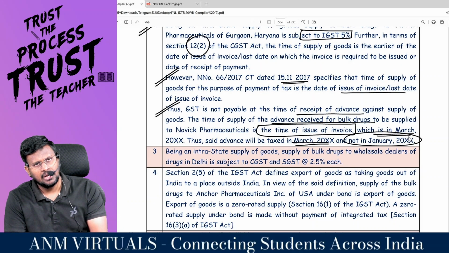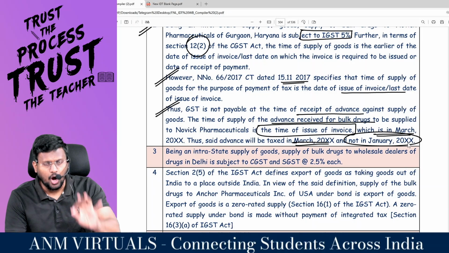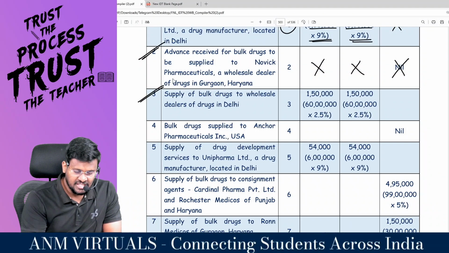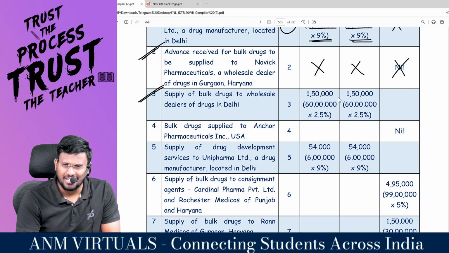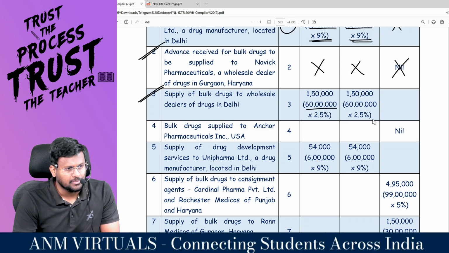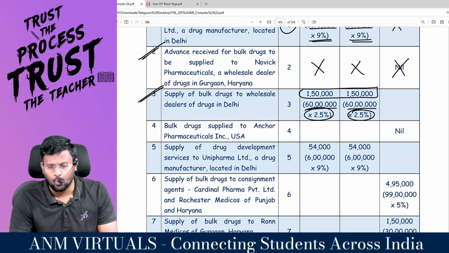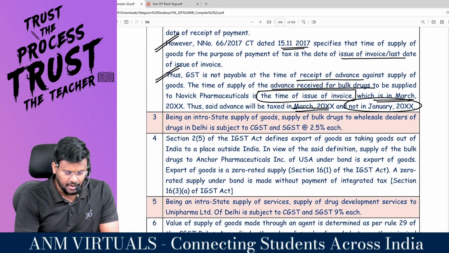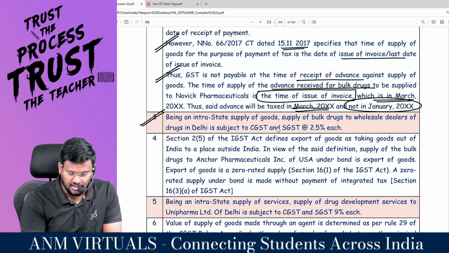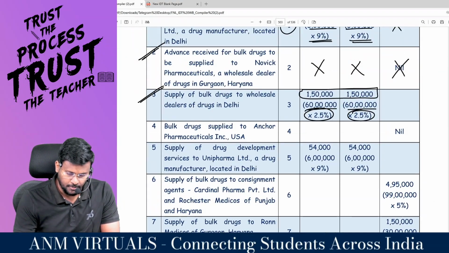So for services, it will be taxed on date of invoice or date of payment, whichever is earlier. For goods, always it is invoice basis. There is no concept of advance basis. Supply of bulk drugs to wholesale dealer of drugs in Delhi. It's a normal intrastate supply. 60 lakhs is the value given into 2.5%. 60 lakh into 2.5% comes to 1,50,000 and 1,50,000. So, basic thing, being an intrastate supply of goods, supply of bulk drugs to wholesale dealer of drugs in Delhi is subject to CGST and SGST at 2.5% each.